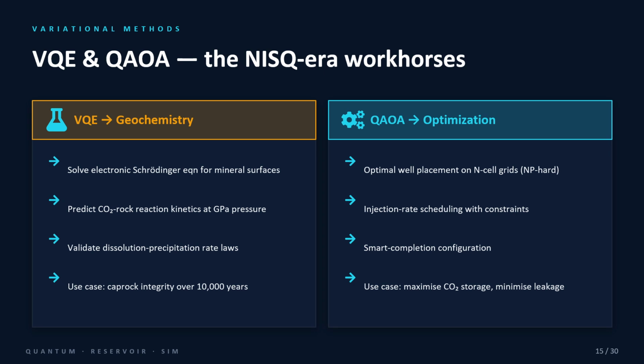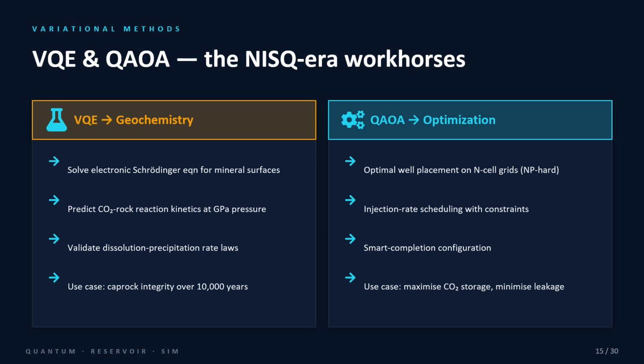NISQ-era workhorses. VQE and QAOA are especially important because they are suitable for near-term quantum devices. VQE is commonly used for quantum chemistry problems. In the context of CCUS, it may help us understand CO2 brine-rock reactions at a molecular level. For example, how does CO2 interact with mineral surfaces? How fast does dissolution occur? How stable are carbonate minerals? These questions are important for long-term mineral trapping and caprock integrity.